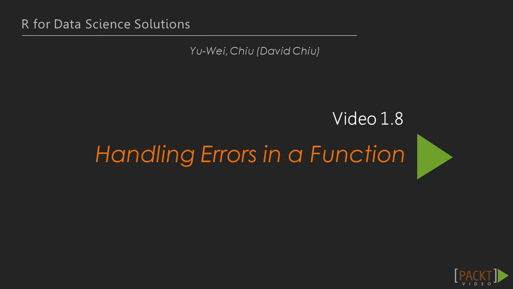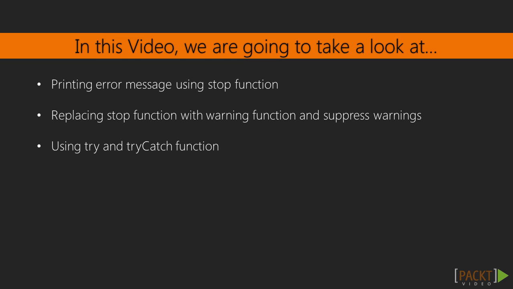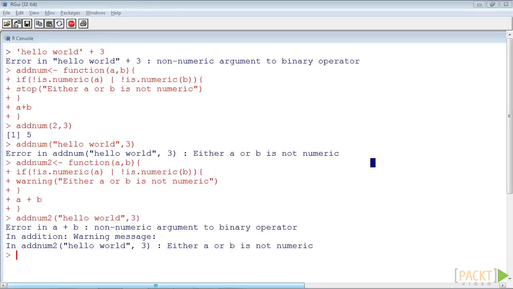Hi, in the previous video we learned how to use the replacement function. In this video we're going to take a look at printing errors using the stop function, replacing stop with a warning function, and using try and its try-catch function.